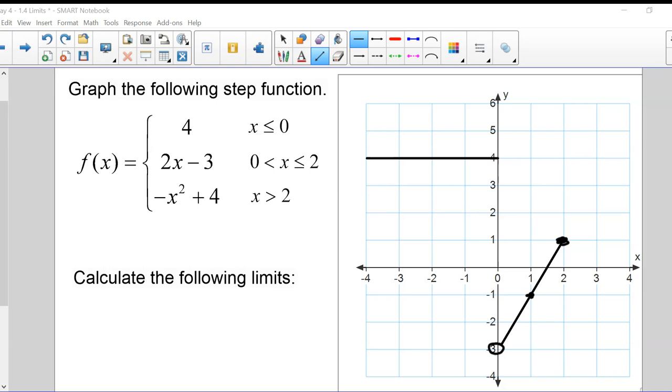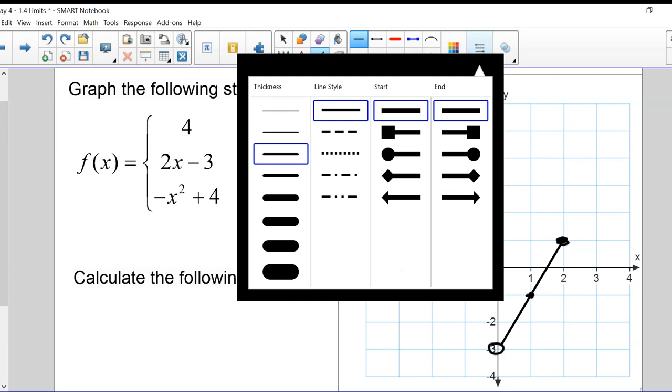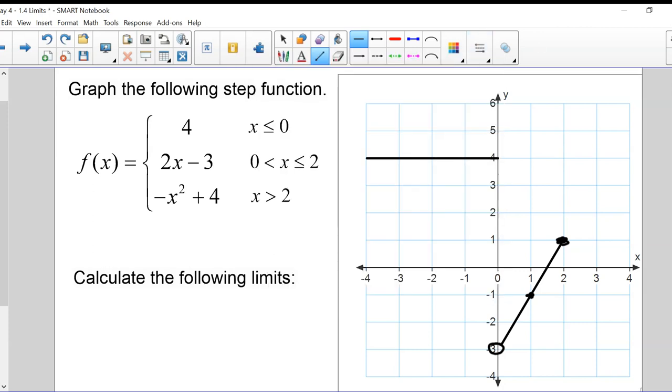All right, let me see if I can find the dotted line thing. Where is it now? I know that there is one that you can use. I'll just, yeah, it's okay. What I'll do is I'll just simply draw the line in.